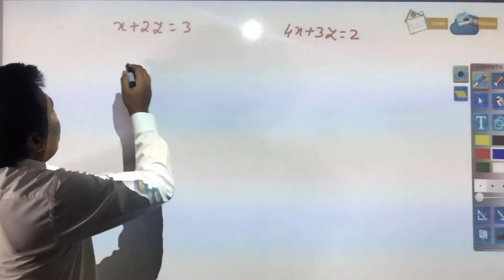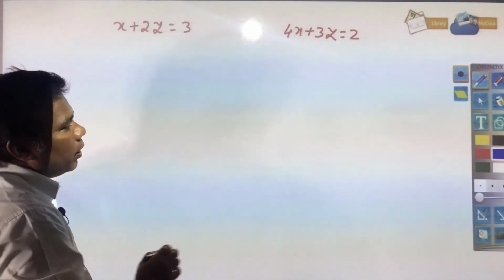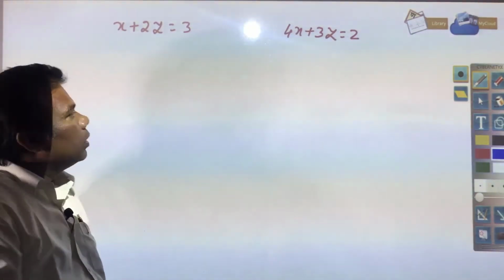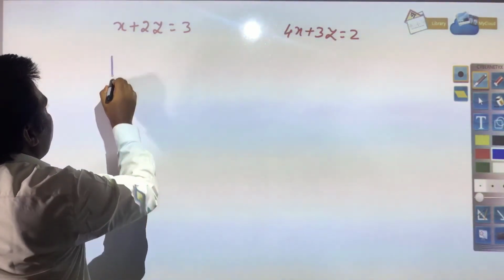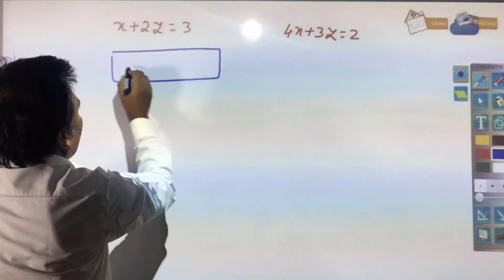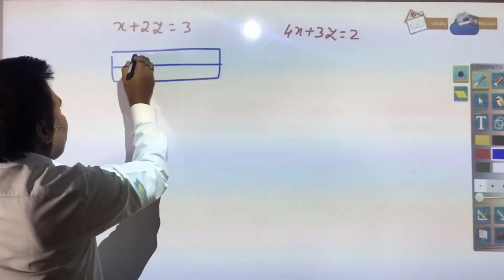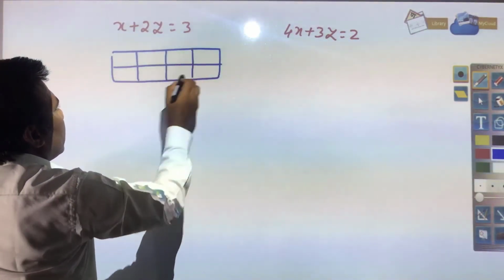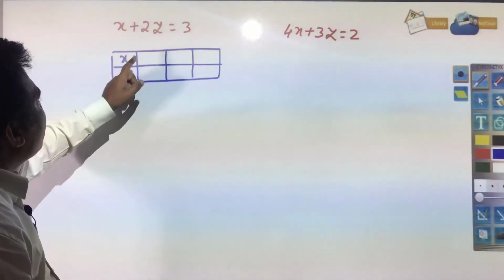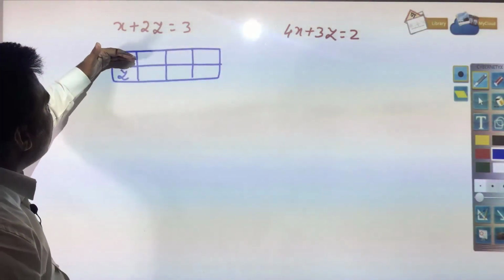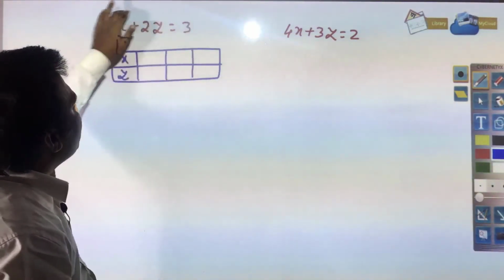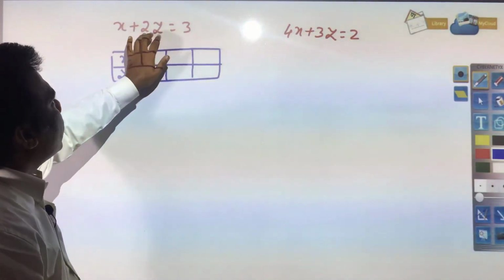What we will do? We will find out the value of y, and x we will assume ourselves. Suppose you plot a table like this, and find at least 3 values, or suppose 3 values of x. Suppose you have written x and y. Now, what value will you put for x so that you will get y? So, from this equation, by substituting numbers, we will find the value of y.